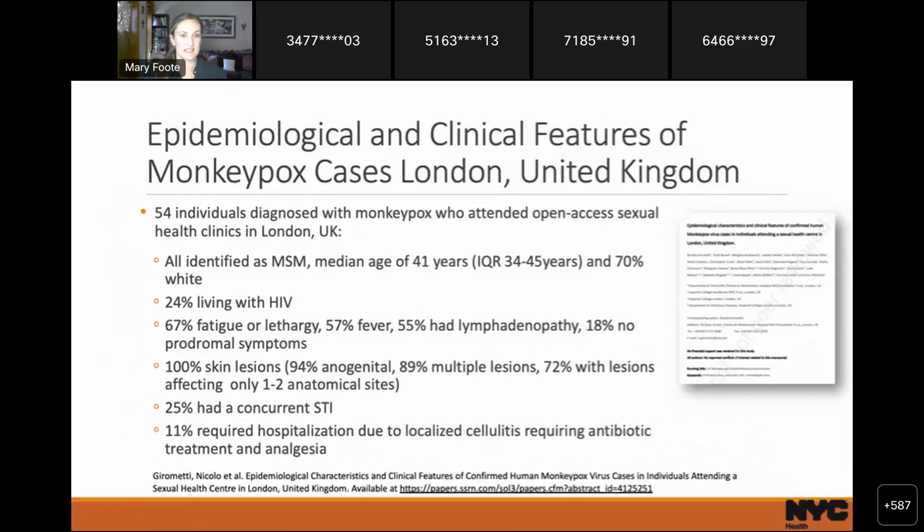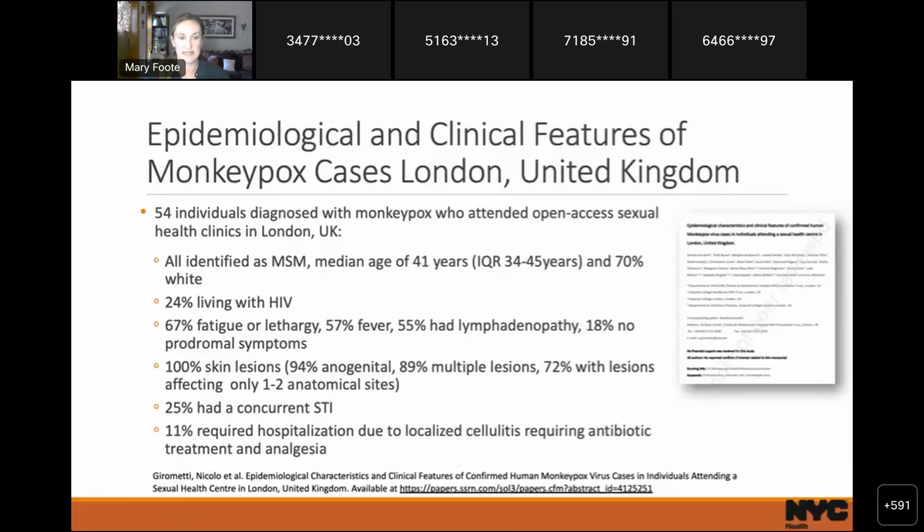And then this is another deeper dive case series into more of the clinical presentations coming out of London. They looked at their initial 54 cases. Of the 54 cases they were reporting on, all identified as MSM, men who have sex with men, with a median age, again, around 40 years of age, and 70% were white. 24% were living with HIV.